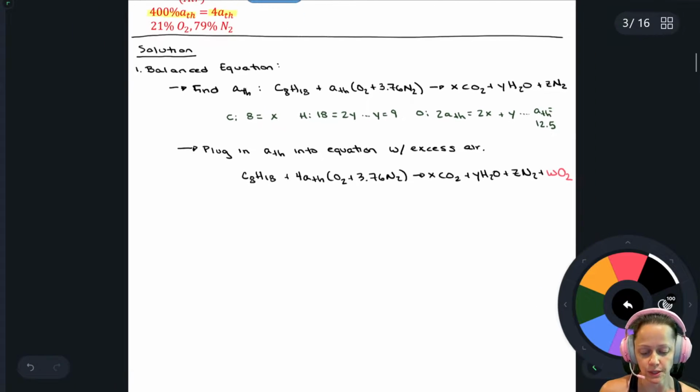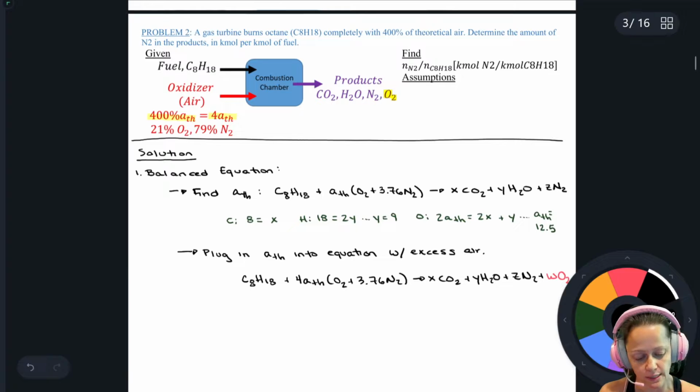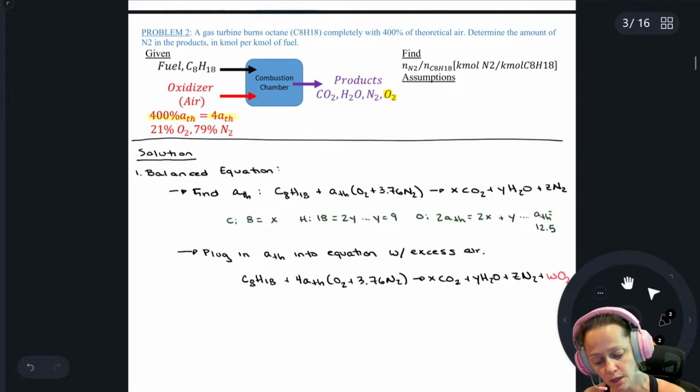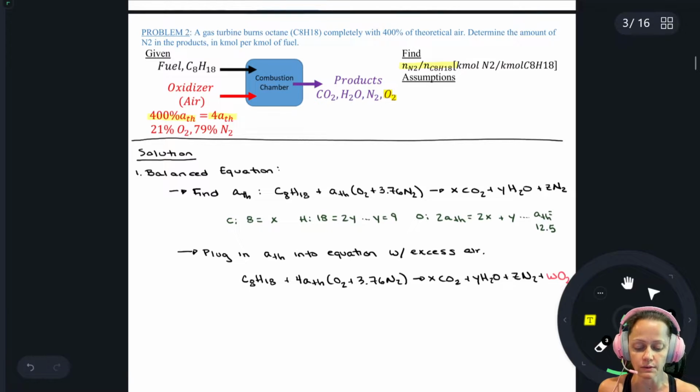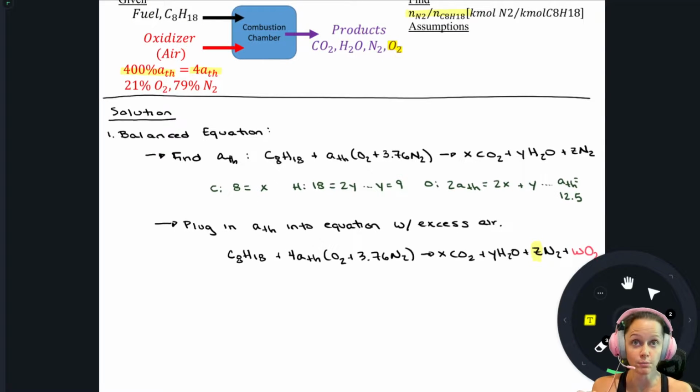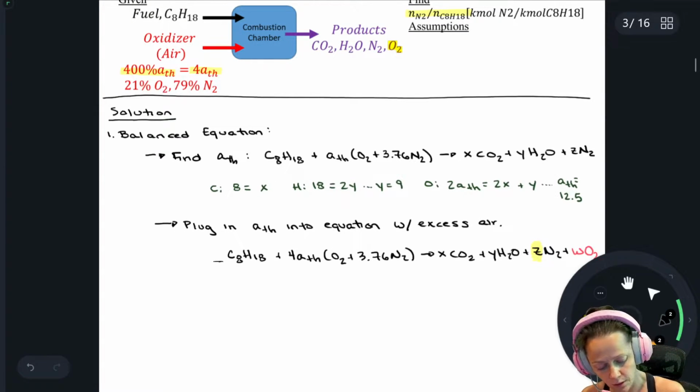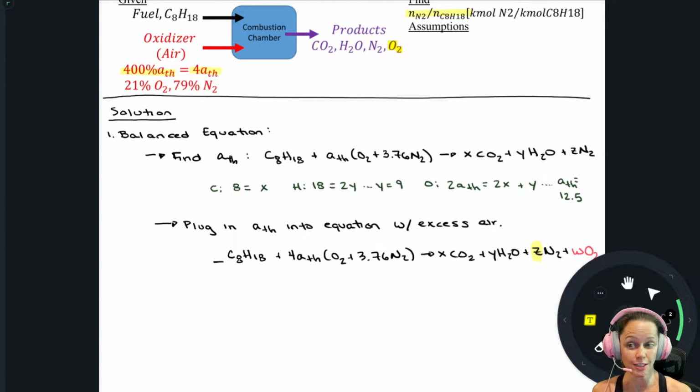I told you it would be a little more obvious once we started looking at this what they're actually asking for. They're asking for the number of moles of nitrogen per number of moles of fuel. So the parameter we're looking for is Z, because Z is the number of moles of nitrogen per 1 mole of C8H18. There's an implied 1 in front of that C8H18, so this is per 1 kilomole of C8H18.